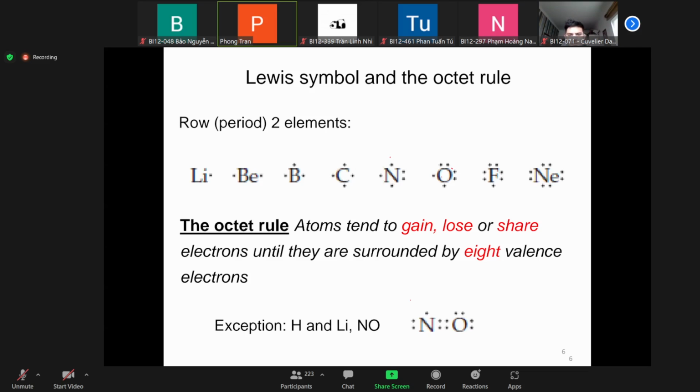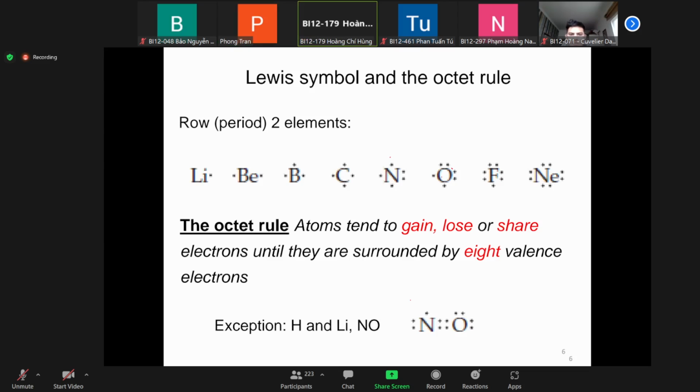Okay. We are talking about the octet rule, right? And the rule states that atoms tend to gain, lose, or share electrons until they are surrounded by 8 valence electrons. So my question is, why 8 electrons? Why is it not 10 electrons? Why is it not 9 electrons or 7 electrons, but 8 electrons?